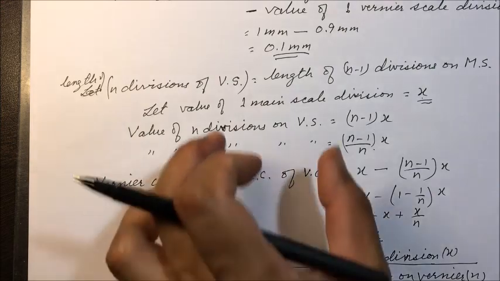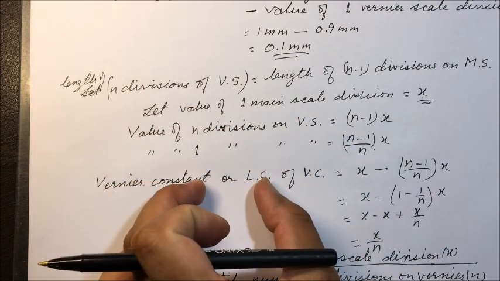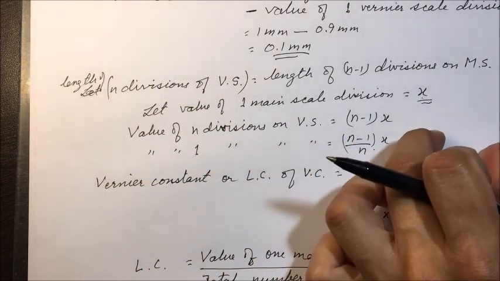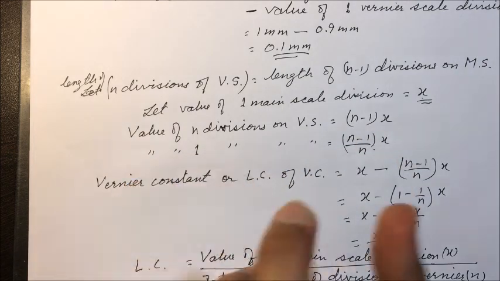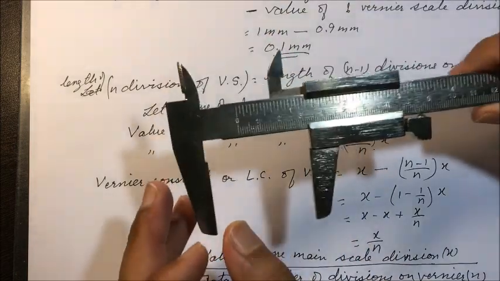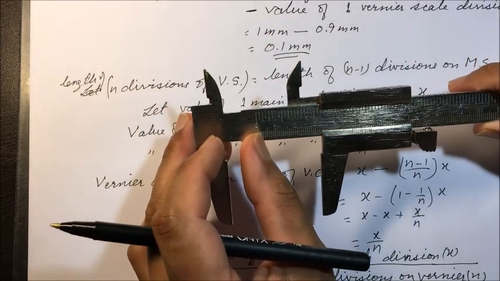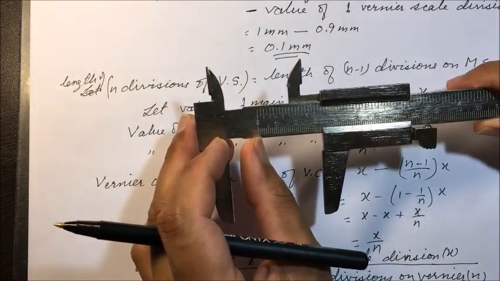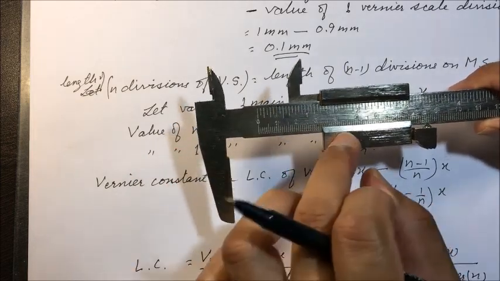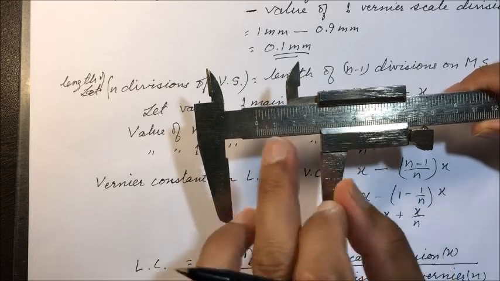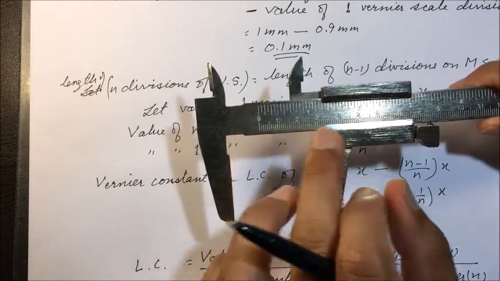First was the main scale division length we have taken. We subtracted the value of the length of vernier scale division from the main scale division. So in our case, the main scale division reading is 1 mm, here it is 0.9 mm, so their difference will be 0.1 mm. So 0.1 mm is the least count.